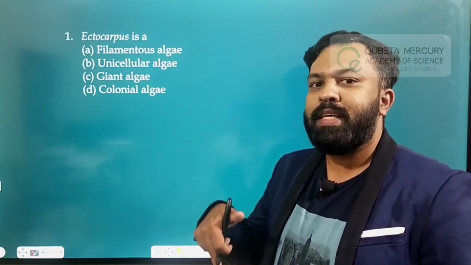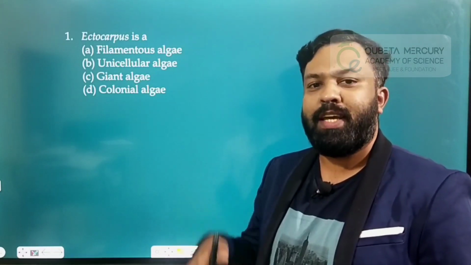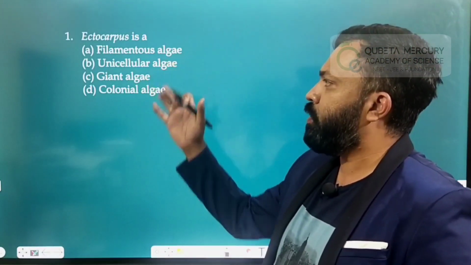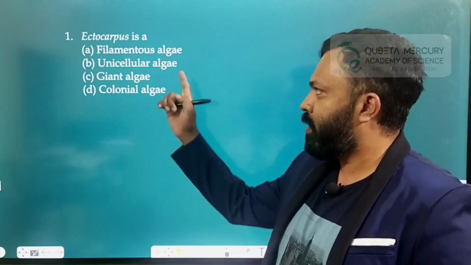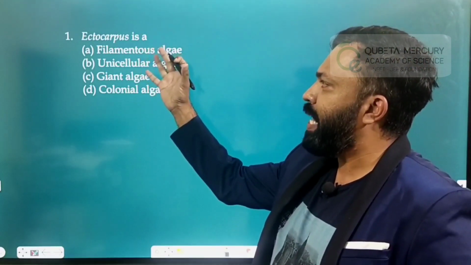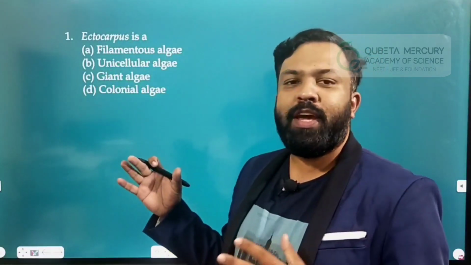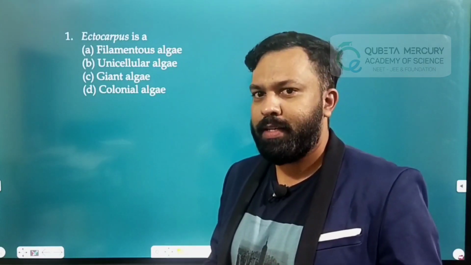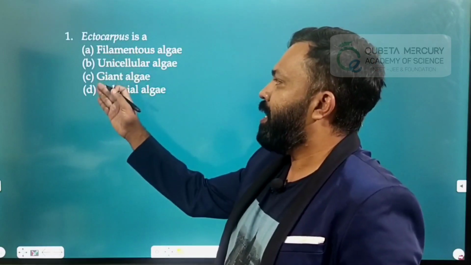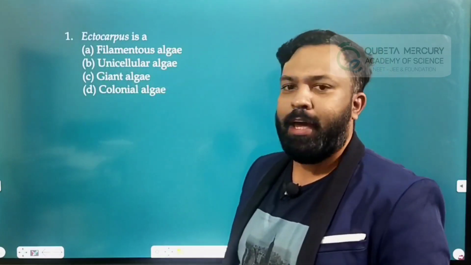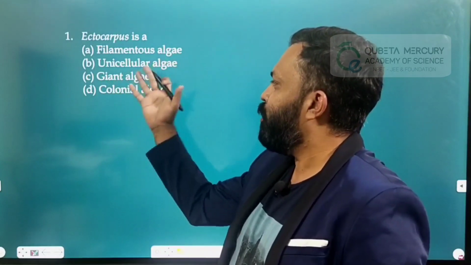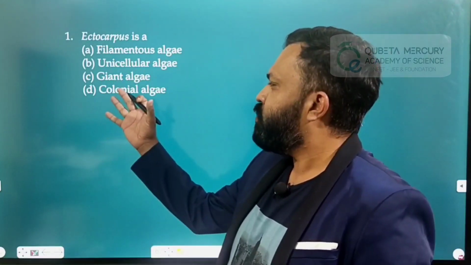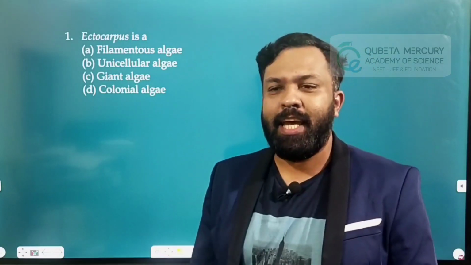Now this is the discussion session meant for botany. Here comes the very first question. Listen to the question. Ectocarpus is a. As you know, Ectocarpus is a brown alga, that came together with laminaria, sargassum, fucus, etc. Options are: A. Filamentous algae, B. Unicellular algae, C. Giant algae, and D. Colonial algae.